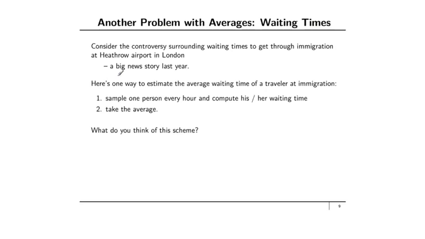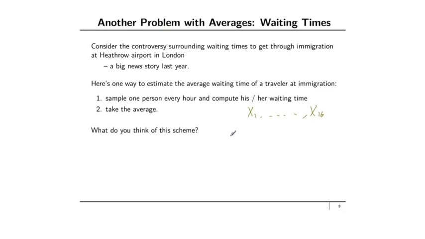One way in which this average waiting time was estimated was as follows. Sample 1 person every hour, compute that person's waiting time, and then take the average of all these people. So maybe there is 16 hours in a day. We get x1 up to x16. We sample 1 person from each hour, find their waiting time, and take the average. And then report this as the average waiting time to get through immigration.